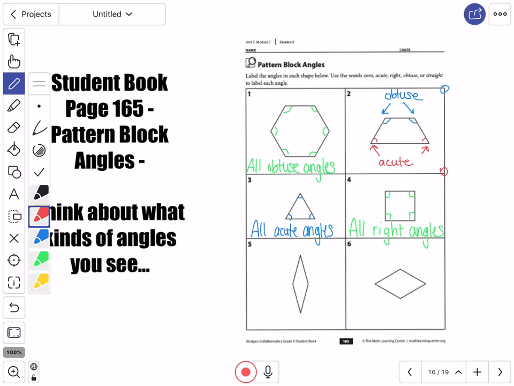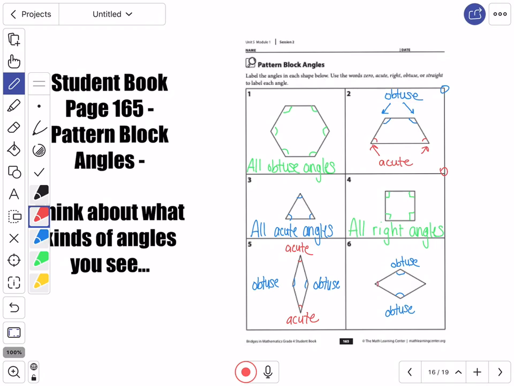And then for number 5, when I look at this image very carefully, this is like a rhombus. It's kind of like a square that was stretched out. So these are 2 different rhombuses actually for 5 and 6. This right here is an acute angle, and this is an acute angle. When I look at this one and this one, this is obtuse, and this is obtuse. Go ahead and make sure you're filling this out on your student book, page 165 as well.